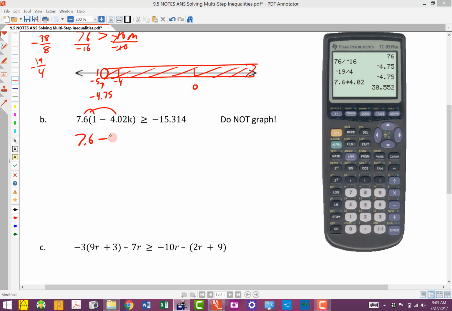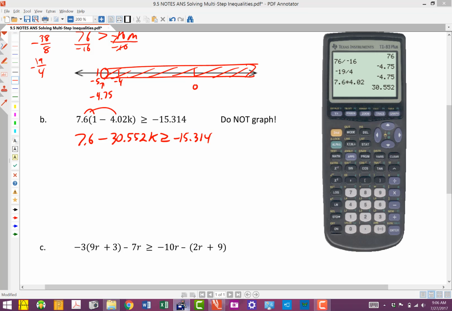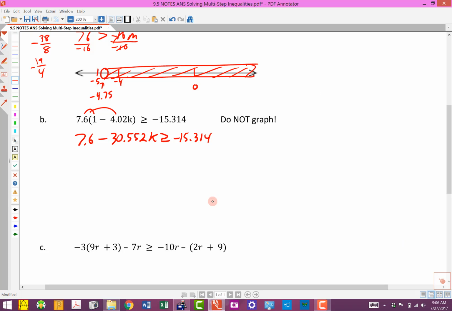So 30.552, and we've got a k on that, and that's greater than or equal to negative 15.314. Now just to double check, I always like to have that calculator on the screen. Positive, negative, yep, good there. Okay, so again, we distributed through. That doesn't change the direction of the inequality. Even if that had been a negative 7.6, we'd be okay here.